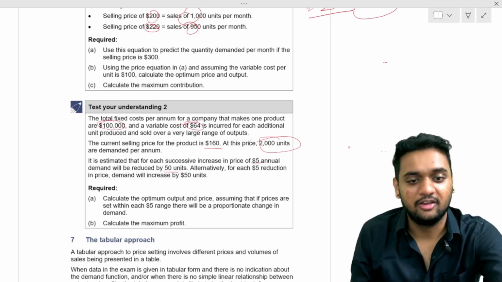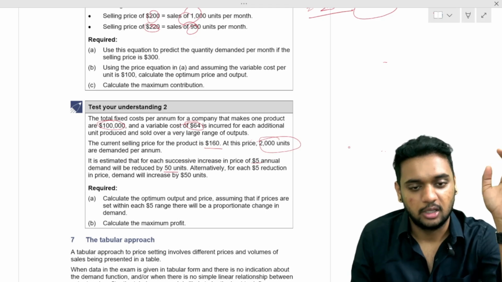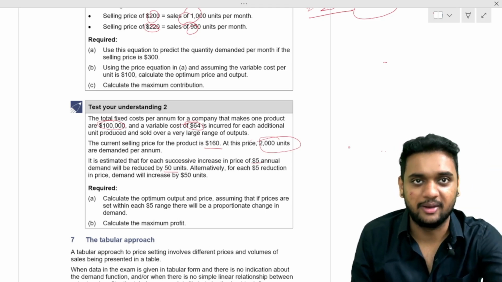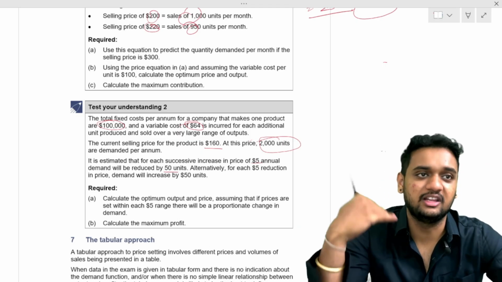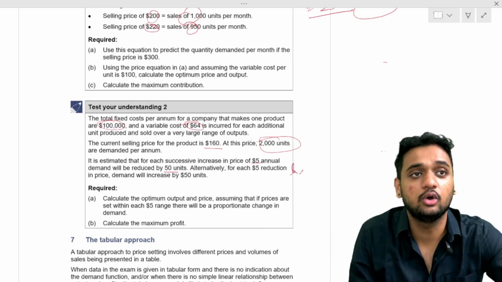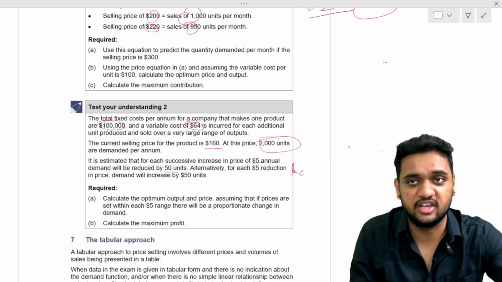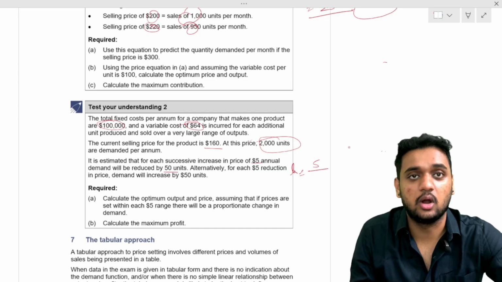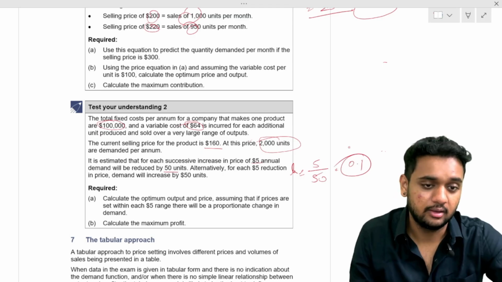They have told it the other way also. If we reduce price by $5, demand will increase by 50 units. Both are the same. They're saying if price increases by $5, demand will reduce by 50 units. If price reduces by $5, demand will increase by 50 units. You will get the same. So what is B? B is equal to change in price divided by change in quantity. Price is changing by 5, divided by change in quantity, 50. 5 divided by 50, you will get 0.1 as your B.